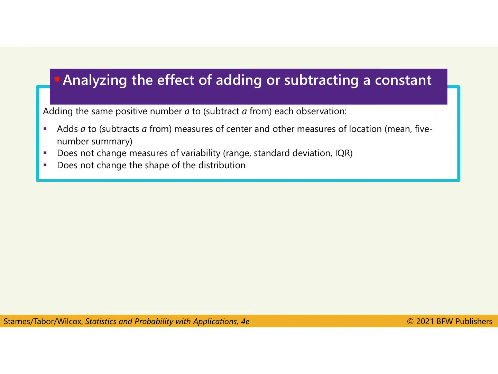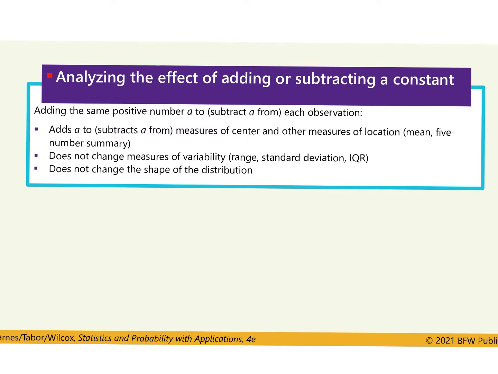Now, you're going to write down this. Adding the same positive number, a, or subtracting a from each observation, adds a or subtracts a from measures of center and other measures of location, like Q1, Q3, and the min and max.